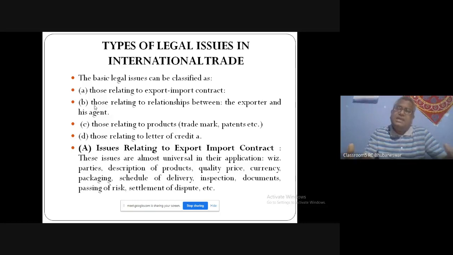Another one: there are different types of legal issues in international trade. What are the legal issues? Issues related to the export-import contract. Sometimes an issue is related to product, party, price, currency, packaging, delivery of services, inspection, documentation, or any type of settlement disputes. Already we have discussed some of the disputes also: how a dispute arises and how it is solved through litigation, arbitration, or conciliation. These are the legal issues related to international trade.